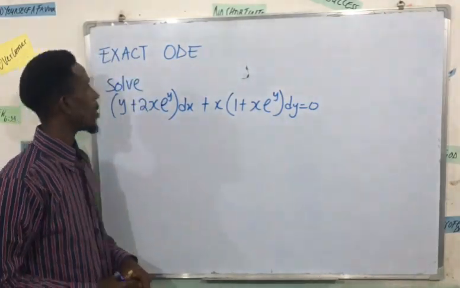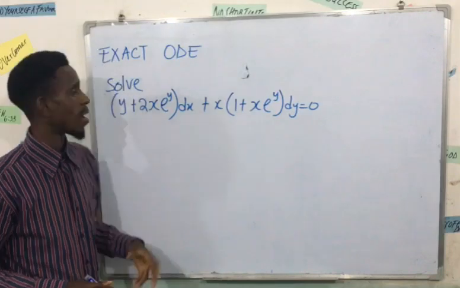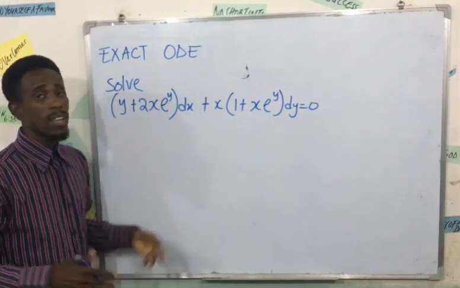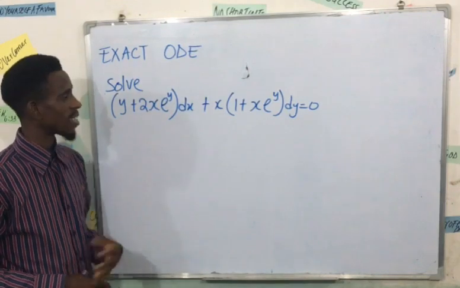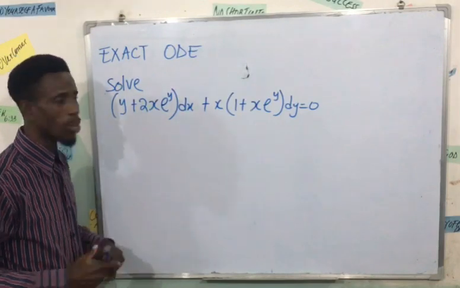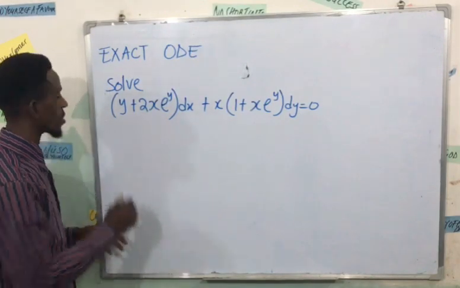Today we have an exact ODE on the board. We are asked to solve this ODE. And first of all, before we solve this kind of question, we have to check if it is exact. Now, checking if it is exact, we need a necessary condition, and the necessary condition is given by this.